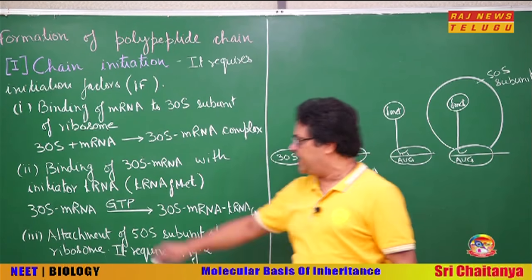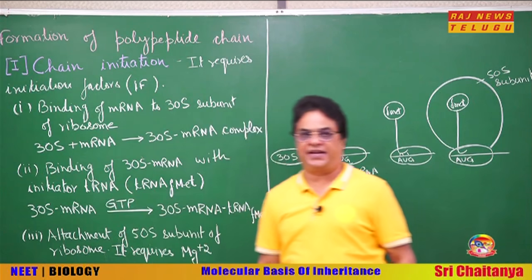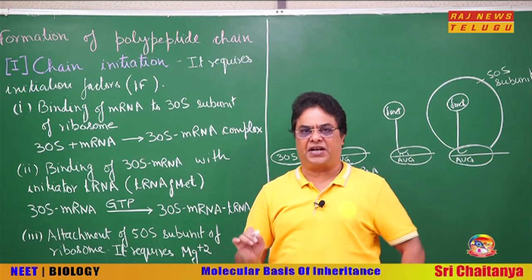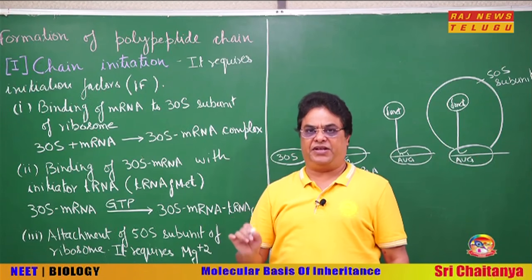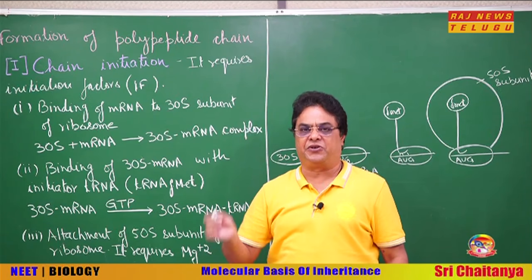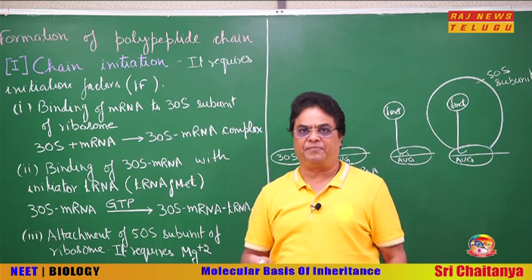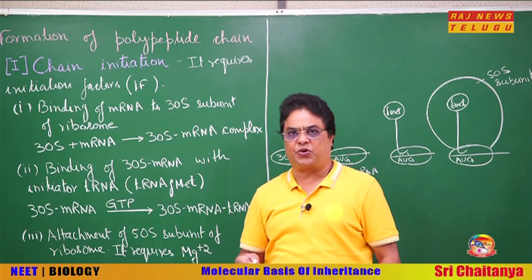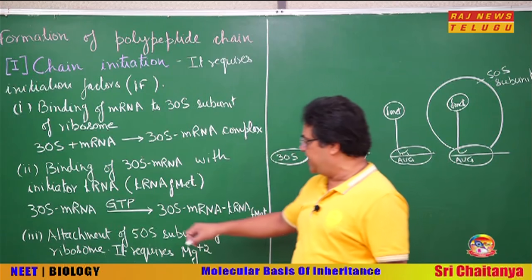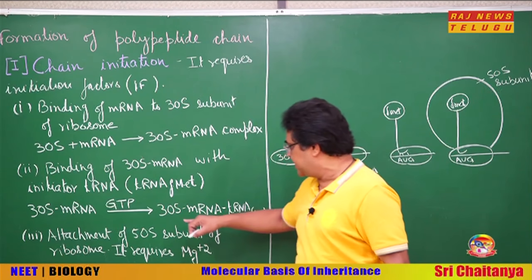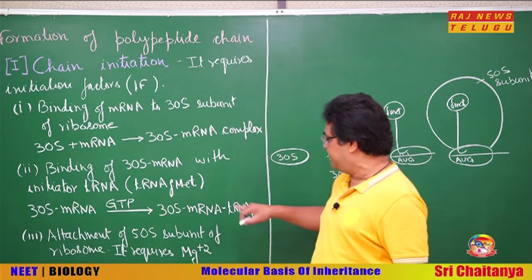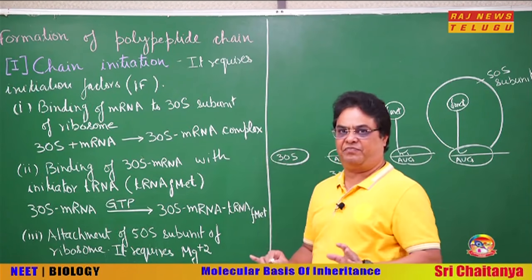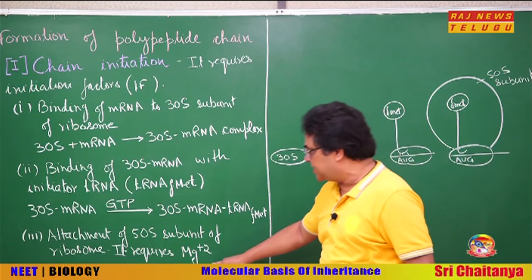Next point is attachment of the first tRNA. Since it is the first tRNA, it is called initiator tRNA. And in bacteria, translation always starts with formylated methionine. So the first amino acid to be incorporated is formylated methionine, and we have already studied in the genetic code that the initiation codon is AUG. So you see that the 30S mRNA complex binds with tRNA to form the 30S mRNA tRNA complex. Okay. Now the last step.